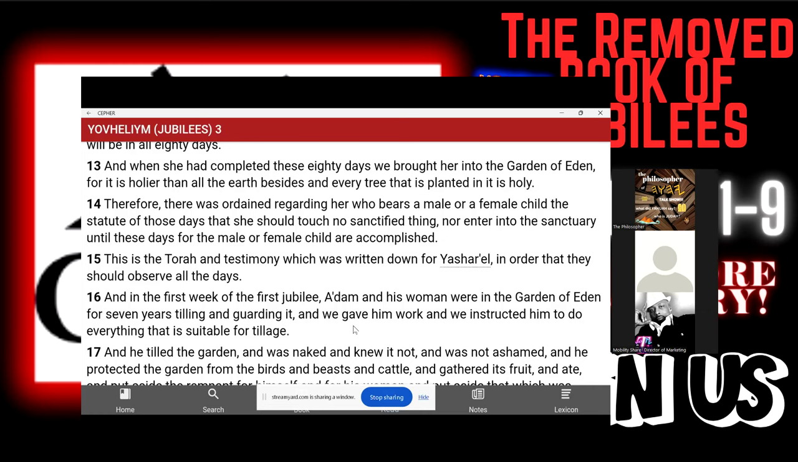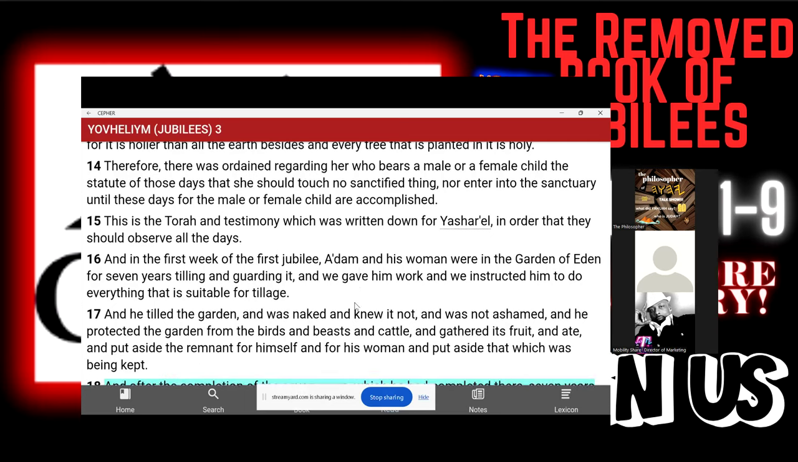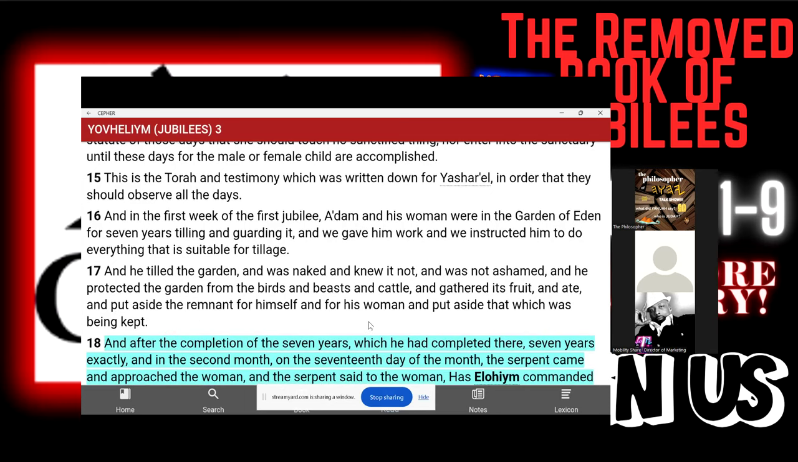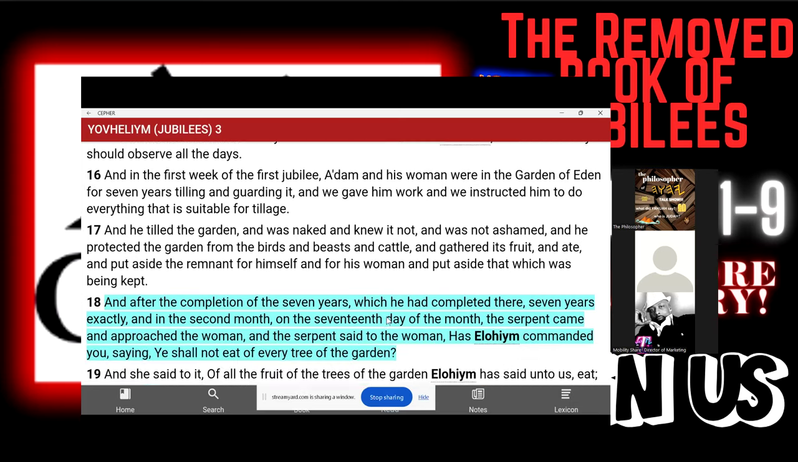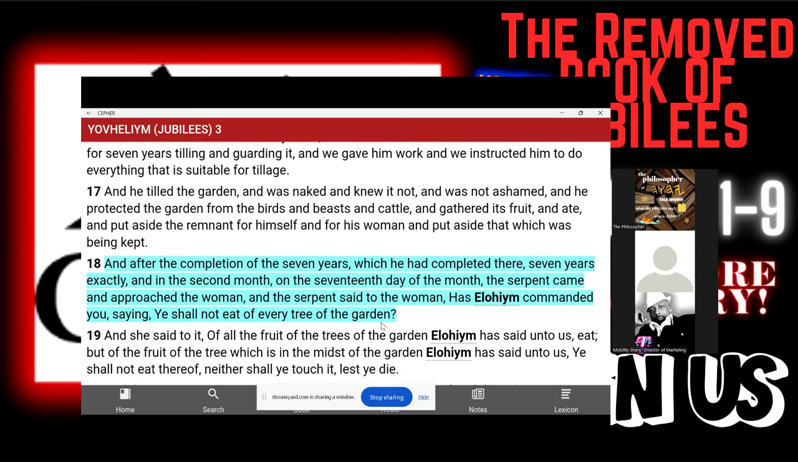And in the first week of the first Jubilee, Adam and his woman were in the Garden of Eden for 7 years, tilling and guarding it. And we gave him work and we instructed him to do everything that is suitable for tillage. And he tilled the garden and was naked and knew it not, was not ashamed. He protected the garden from the birds and the beasts and the cattle and gathered its fruit and ate, put aside the remnant for himself and for his woman. He put aside that which was being kept.